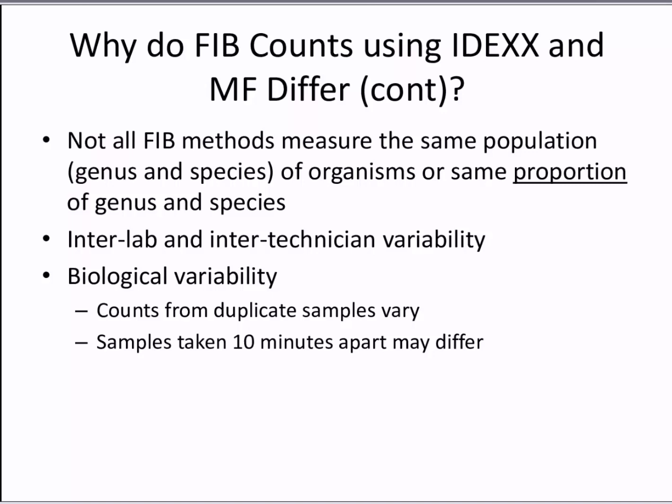So by biological variability, I mean we talked about the fact that there's not homogeneous distribution, so that when you're doing, say, counts from duplicate samples, those numbers may vary. Or even taking samples 10 minutes apart at the same site will yield different counts.